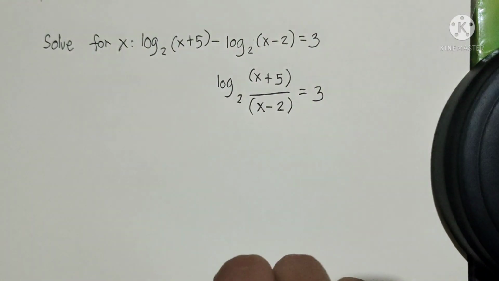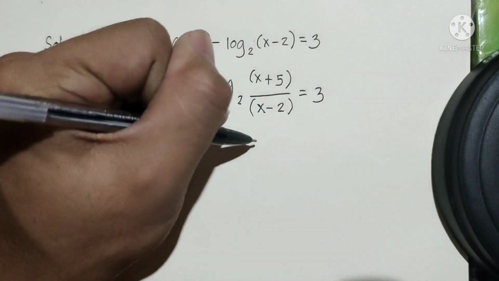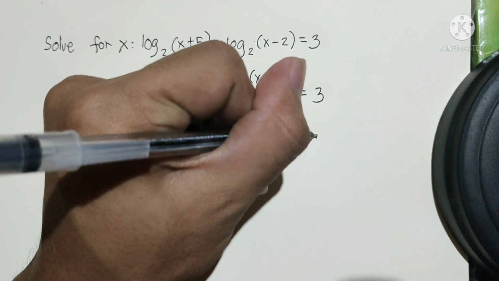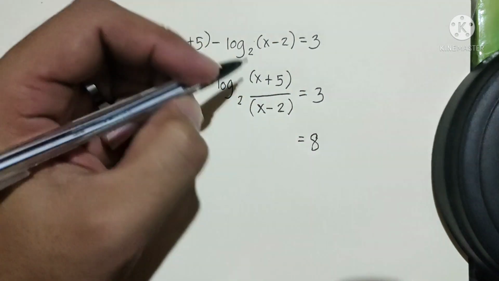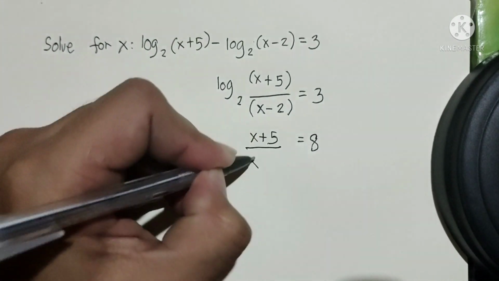Now that we have transformed it into a single log expression, pwede na ulit natin itong isulat sa kanyang equivalent na expo equation. So 2 raised to 3. So sa right hand side natin, meron tayong 8. That's 2 raised to 3. And we will solve for x.